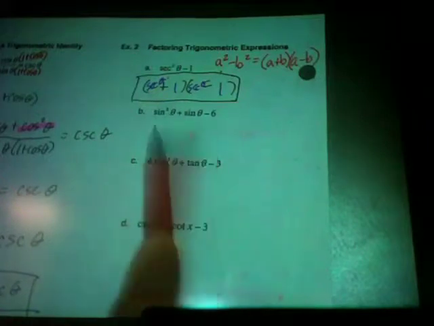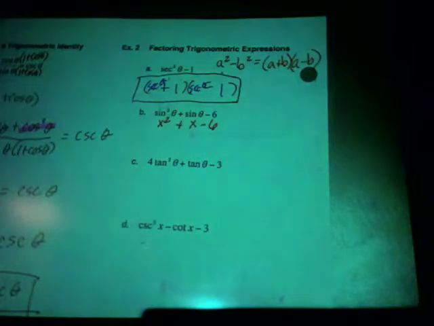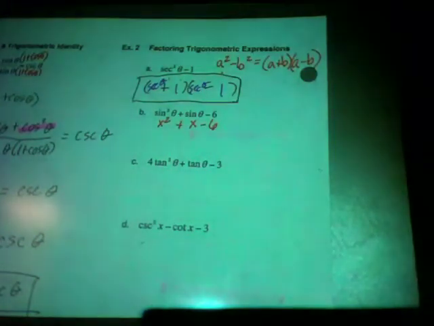Then we have this right here. If I were to write x squared plus x minus 6, would that be more to your liking? What did I let x be? Sine of theta. So now we're going to factor this simple trinomial.